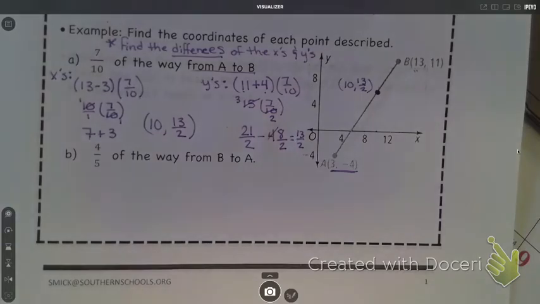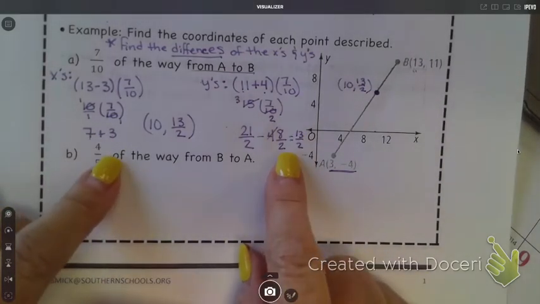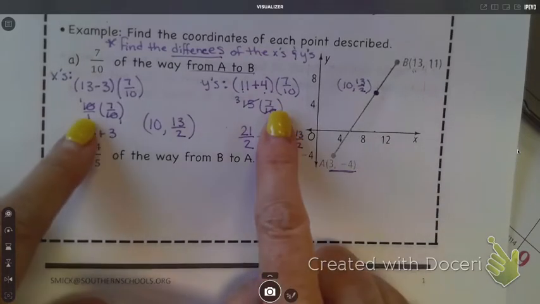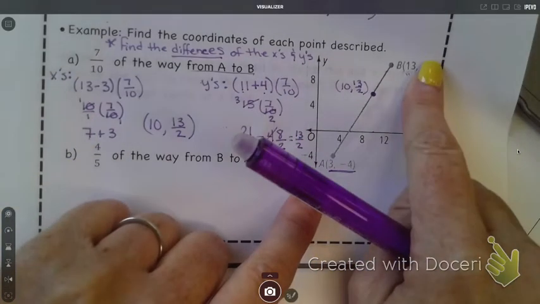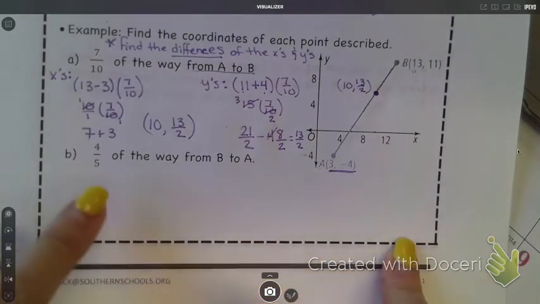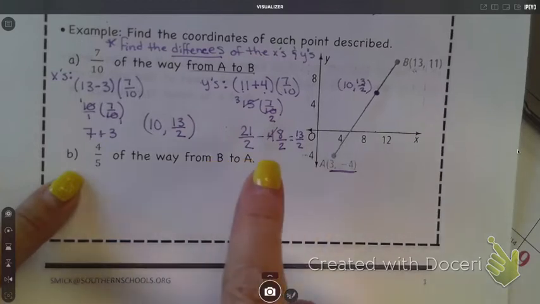Yep. Now, can anybody guess what part you'll forget to do? Subtract. It's the very last that people forget to do. They find the difference, they multiply by the ratio, but they forget to take it from the point they start. Okay? Yeah. Now I want 4/5 from B to A.